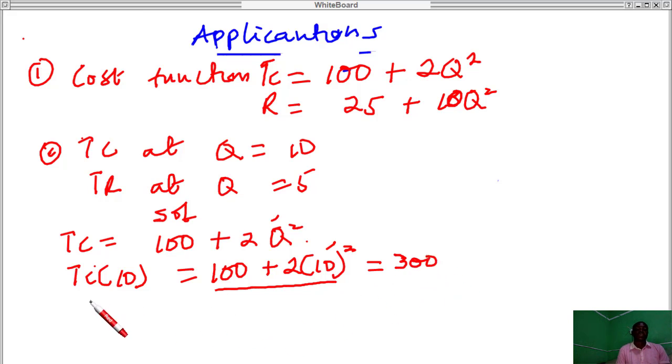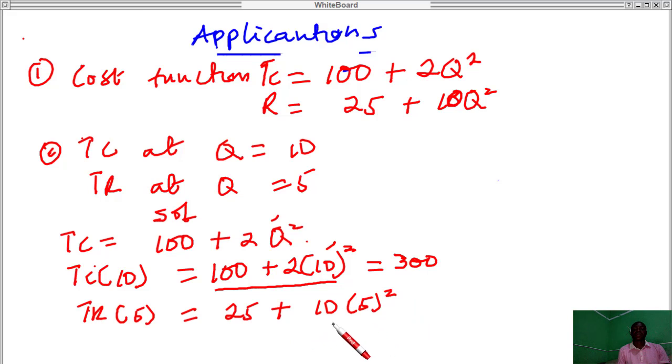Good. Then total revenue at a quantity of 5. So it will be 25 plus 10 times 5 squared. So you punch this whole thing on your calculator, whatever you get, write the answer. Make sure you punch it well. So 5 squared is 25, 25 times 10 is 250, so it will be 275. Good. So this will be our revenue and cost.